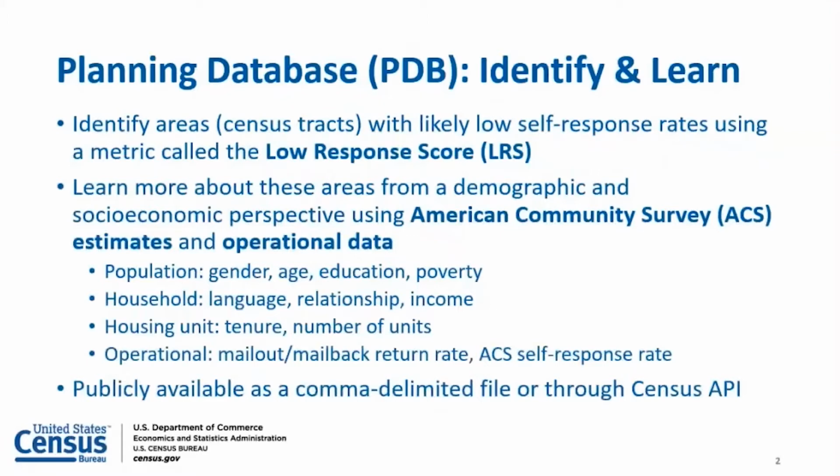The purpose of the planning database is to help us, number one, identify and locate hard-to-count census tracts using a measure called the low response score, which I'll get into a little bit more detail about on the next slide. And number two, to learn more about these areas from a demographic and socioeconomic perspective using American Community Survey estimates. Hard to count areas are hard to count for different reasons, and the approach we'd take in census tracts with limited internet connectivity would be different than census tracts where many of the residents speak a language other than English, for instance.